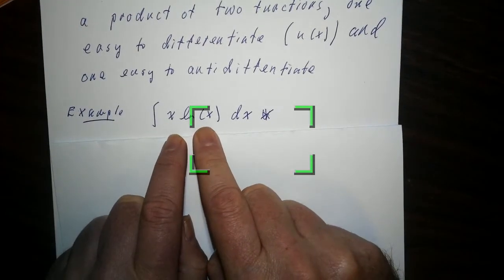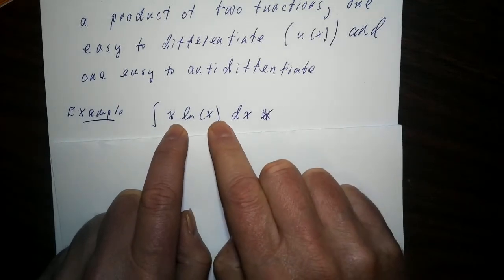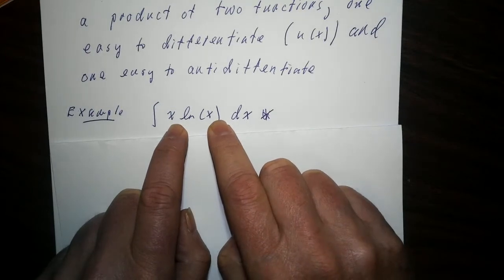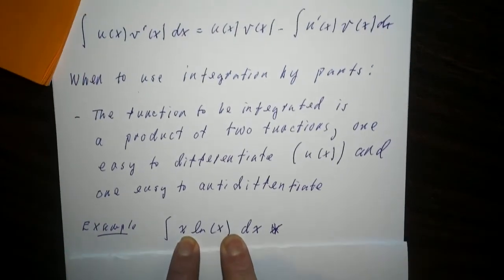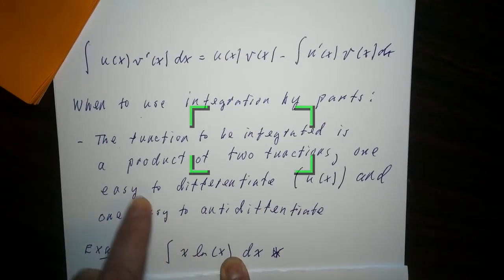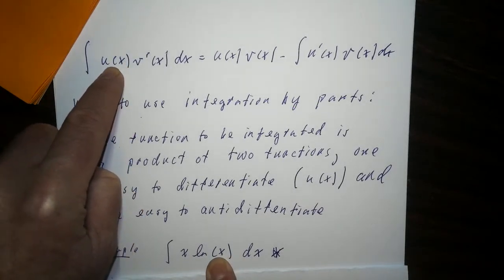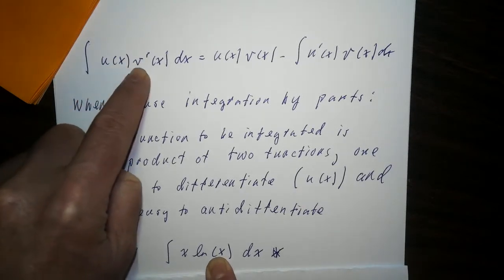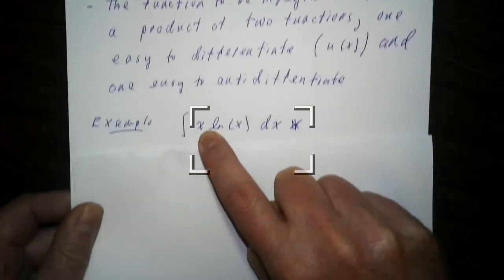Now we have a product of two functions. We know how to differentiate x. We know how to anti-differentiate it as well. But the natural log of x is a function that we know how to differentiate but not integrate. Let me say that again. The natural log of x is a function we know how to compute the derivative of, but not the antiderivative. So this is suggestive of letting u be the natural log of x because we know how to compute its derivative, and letting v prime equal x, whose antiderivative we can easily compute.